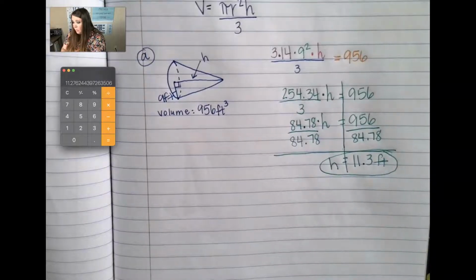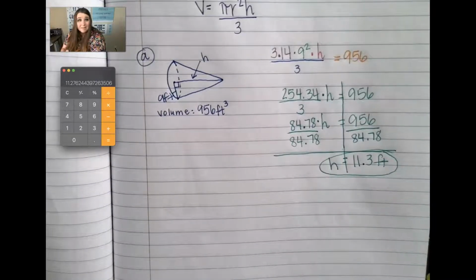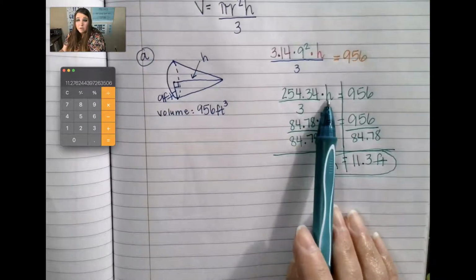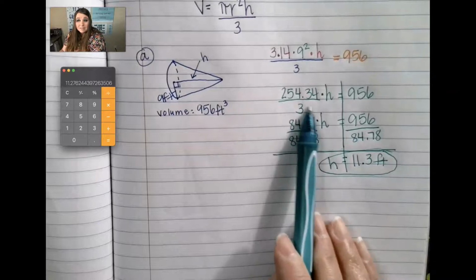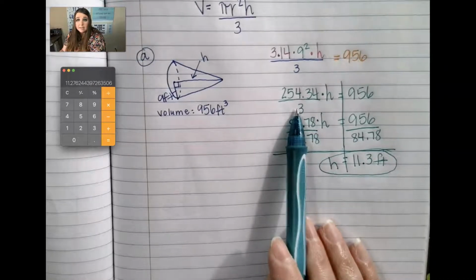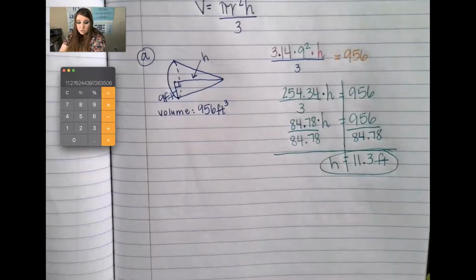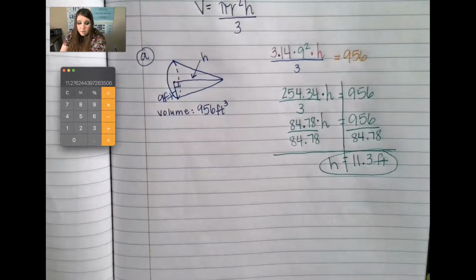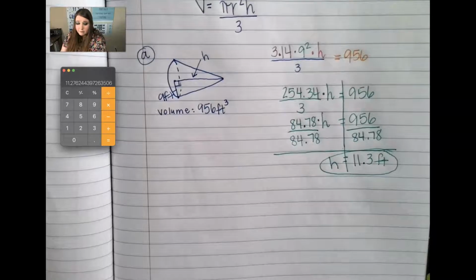So again, all we did was the exact same thing, except we had to divide by 3 in order to get the h by itself. That's the only piece that's different between this lesson and the last lesson. So applying the same knowledge, isolate for h, but to do that we had to isolate the variable.